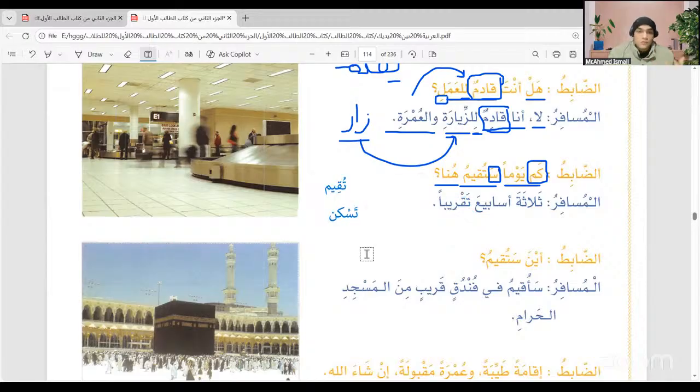So تقيم, which means you will stay here, or someone stays in any place generally. And تسكن, which means also to stay in some place. But when I say تسكن, this means it's your second home, it's your house. But when I say تقيم generally, it means you are like a traveler maybe, or you came from any place and you just stay here for a little, and then you will go again. So it will not be your house. Have you got it?